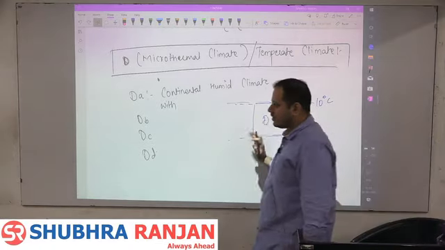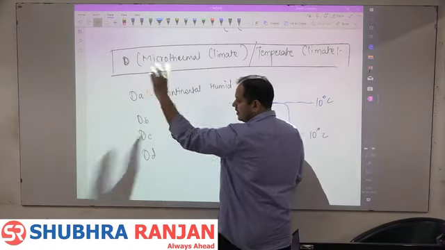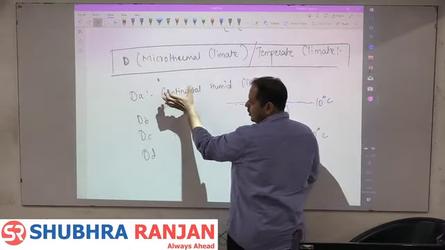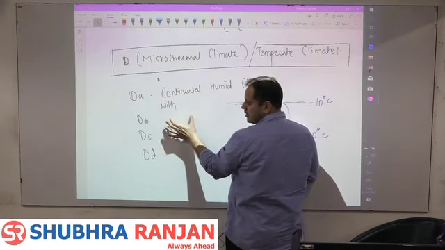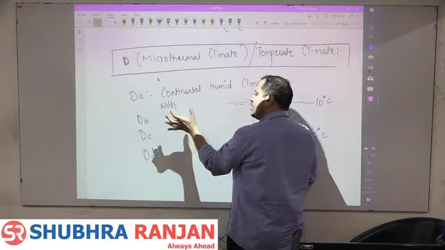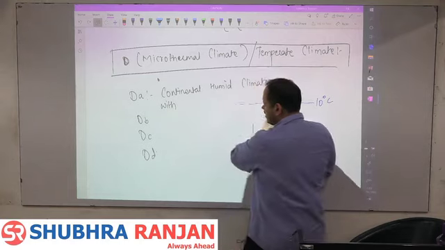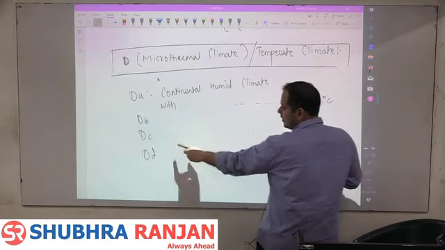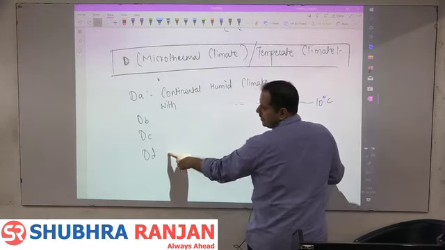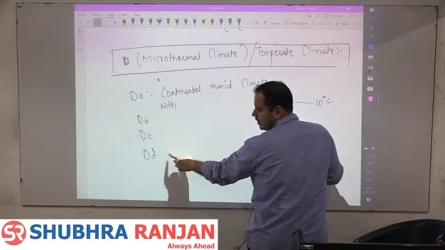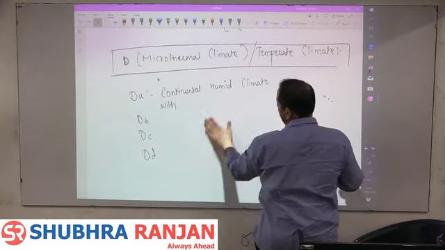So for D microthermal climate, just keep these keywords in mind. Summers more than 25 degrees Celsius, summers less than 25 degrees Celsius. Actually the exact figure is 22, but even if you write 25, it is not wrong. Subpolar regions and extremely cold regions, continental regions. These all are continental regions.